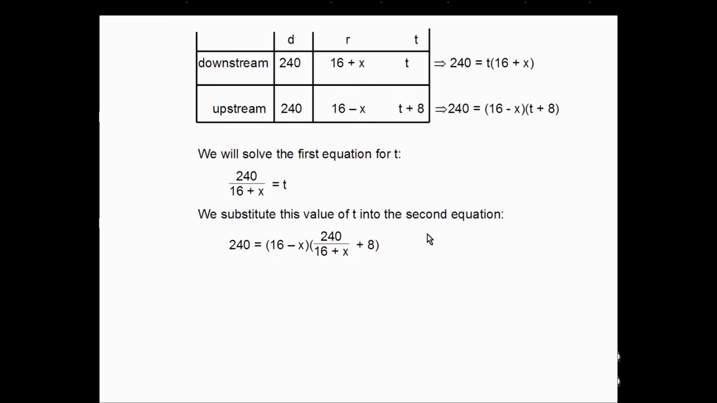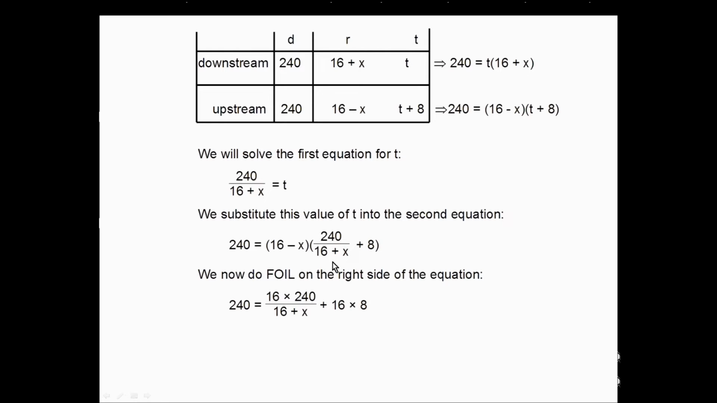Now, just to let you know in advance what we're about to do, because it's going to look nasty. On the right-hand side, I'm just going to FOIL: first, outer, inner, last. The left-hand side remains 240. So I'm going to have 240 equals 16 times 240 over 16 plus x. That's the first. Then my outer, 16 times 8. My inner, minus 240x over 16 plus x. And my last, minus 8x. FOIL. First, outer, inner, last.